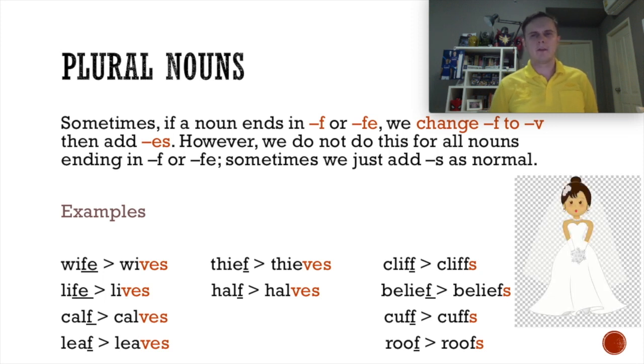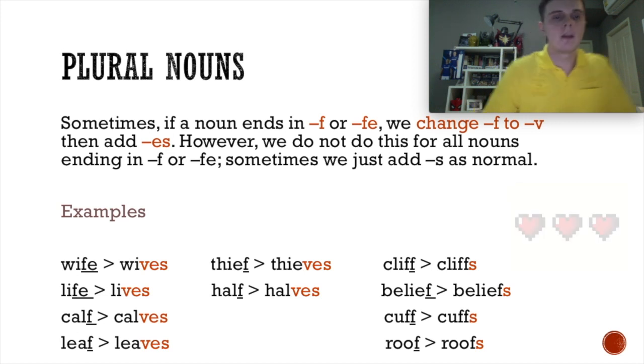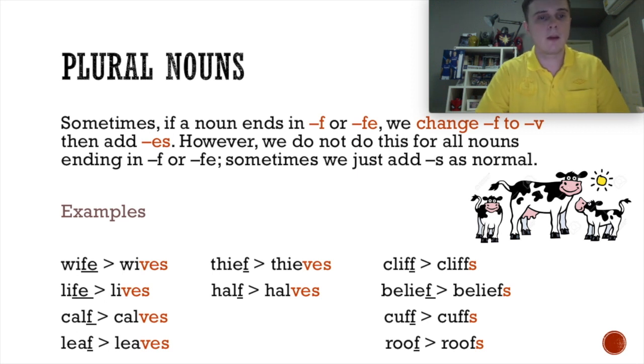Wife. Do you know wife? Wife, like husband and wife. Husband and wife are two people who are married. Husband is the man, wife is the woman. So if there's more than one wife, then we change F to V. So wives. Life. Say you're playing a video game and you have like 3 little hearts that show how many lives you've got. You don't say lifes, you say lives. So again, the F becomes a V. Calf. A calf is a baby cow. And again, we change F to V and add ES.